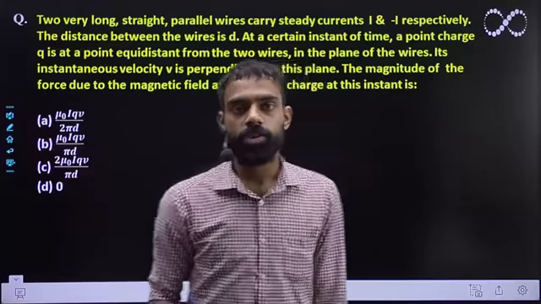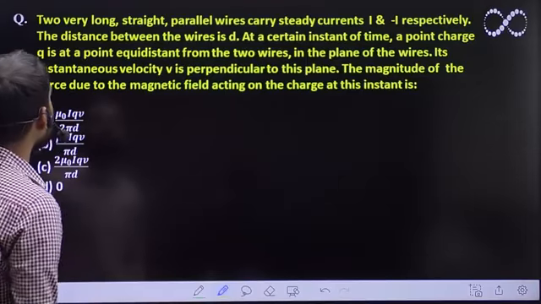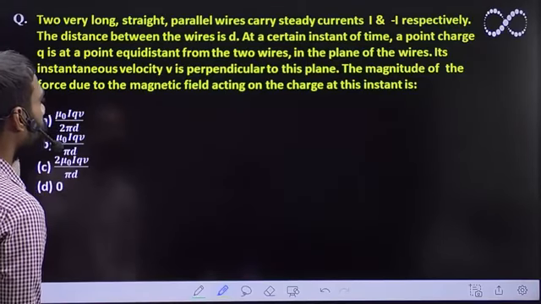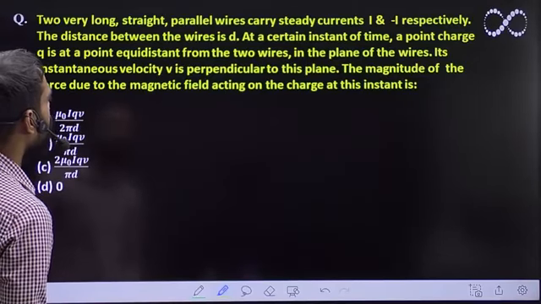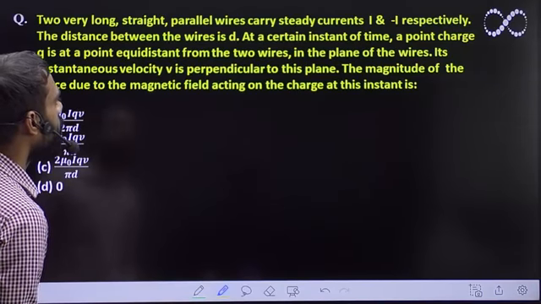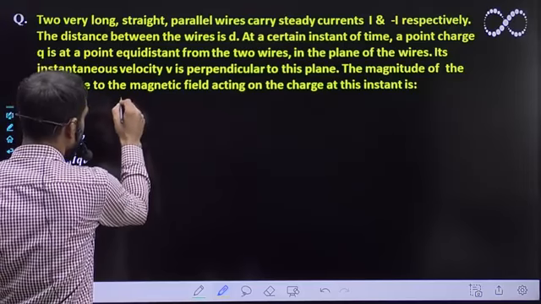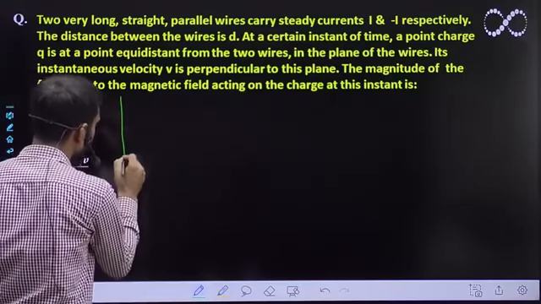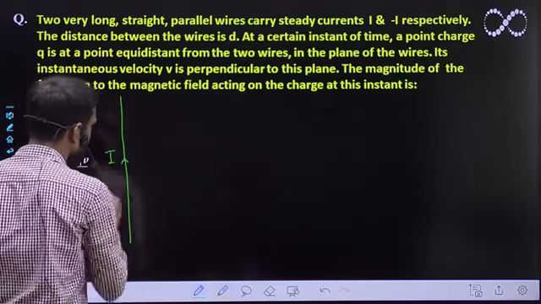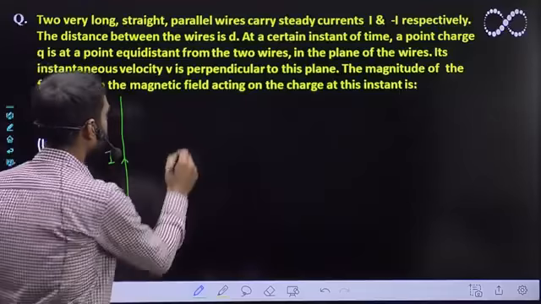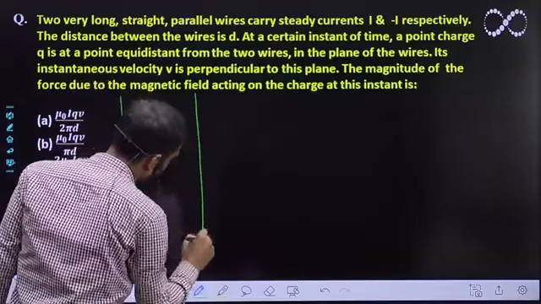Hello students, let's look at a question. In this question: two very long straight parallel wires carrying a steady current I and minus I. Let us take the current I, and the wires are very long. So let us take this wire as very long, carrying current I. Another wire is also there, parallel to the first.